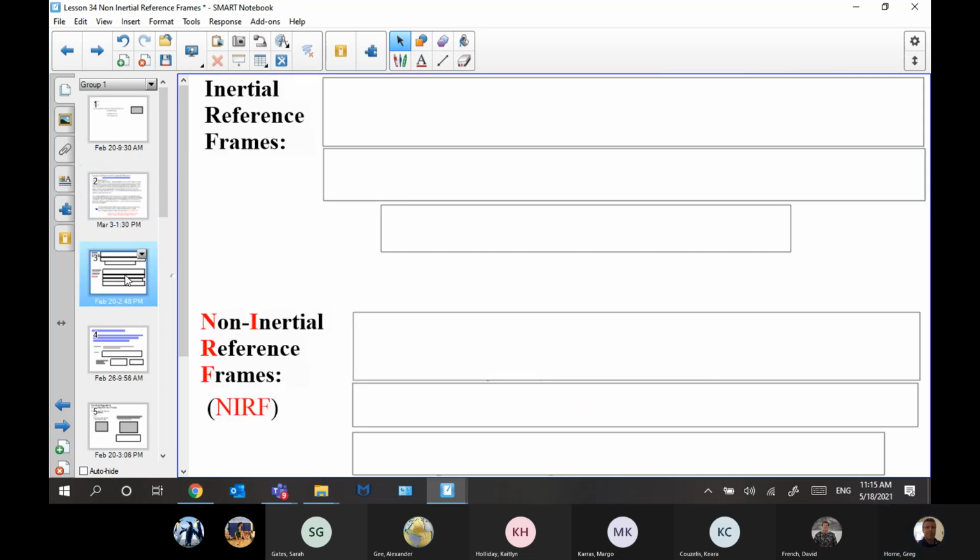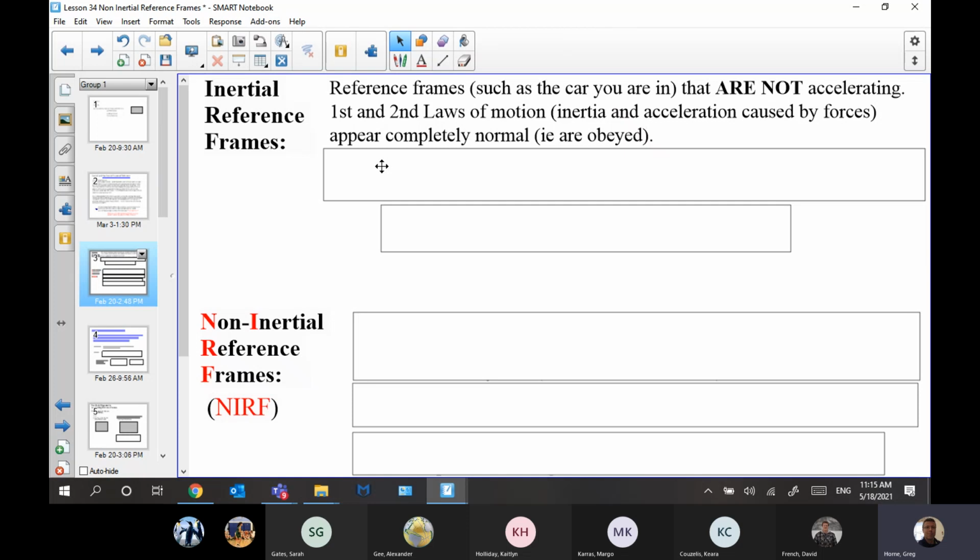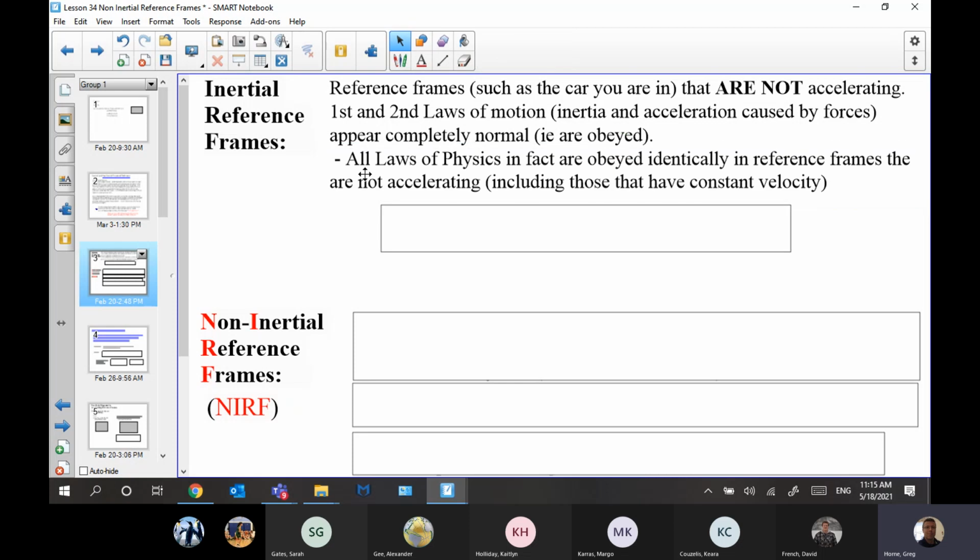So inertial reference frames, just in case you're trying to get this under control, inertial reference frames is normal stuff, right? You're talking about a reference frame relative to a maple tree anchored to planet Earth. There's no accelerations going on, right? So all your laws of motion make sense in that context. An object isn't going to accelerate unless it has an external force on it. So you push on it, it goes, whatever, right? So inertia and the second law and all that stuff, all are obeyed.